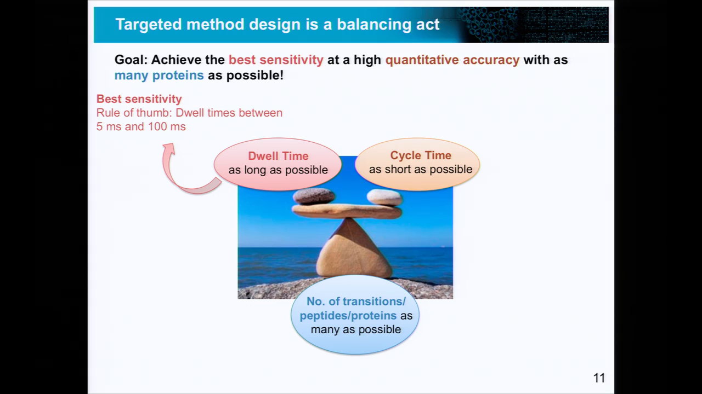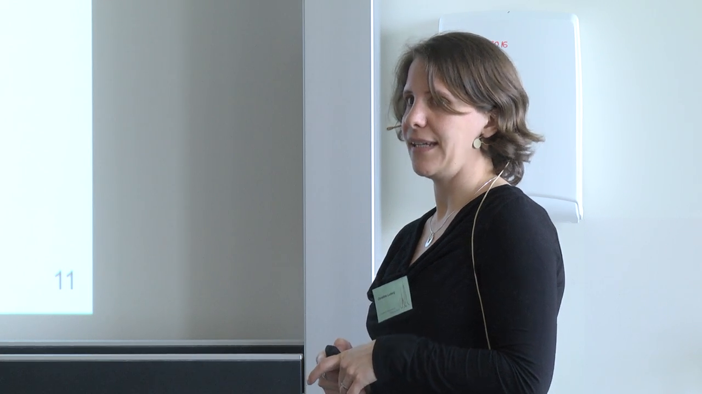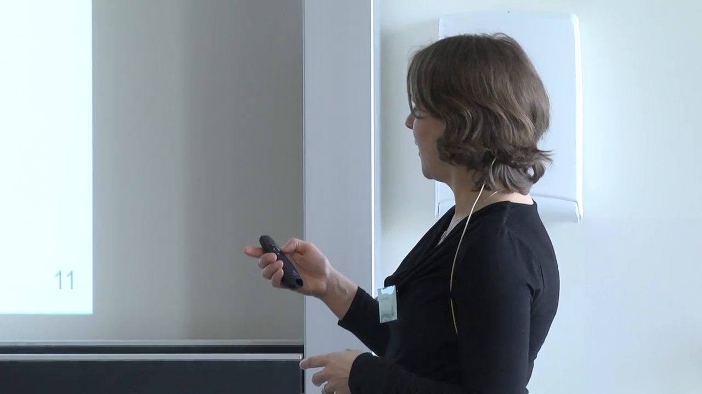So if you're interested in a protein or peptides that are quite high abundant, it's maybe already sufficient to just use 5 milliseconds dwell time. You will already get a decent peak. If you're interested in proteins that are very low abundant in your sample, you must use dwell times rather in the range of 100 milliseconds, maybe even higher.